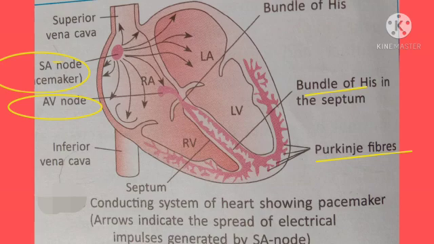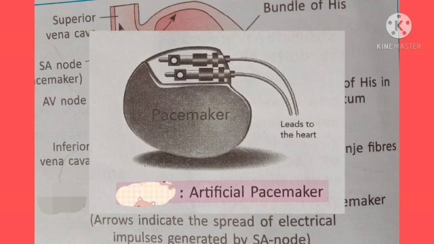So electrical impulses generated by the SA node cause the atria to contract. They are picked up by the AV node and are transmitted to the walls of the ventricles through the bundle of His and Purkinje fibers, which causes the ventricles to contract. When this pacemaker or SA node becomes defective due to age or heart problems, then an artificial pacemaker is transplanted.